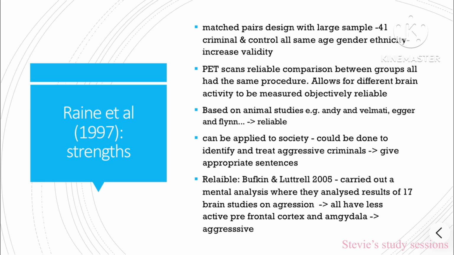Raine's study was based on animal studies, for example, Andy and Vitality, Egner and Flynn. This makes it reliable. It can be applied to society, and it could be done to identify criminals and to treat aggressive criminals, as well as to give people, like NGRIs, appropriate sentences. It's reliable. Bufkin and Luttrell, 2005, carried out a meta-analysis of 17 brain studies, and they found out having a less active prefrontal cortex and amygdala leads to aggression.